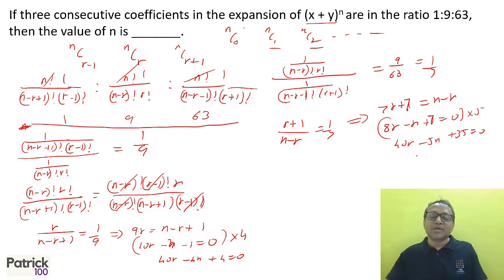Subtract the two. When you subtract the two, 40r will get cancelled. You will get basically n which will be left, and 39 would be the value, because 35 minus 4 becomes 31... so n minus 39 equal to 0. You get n equal to 39. That will be the answer.